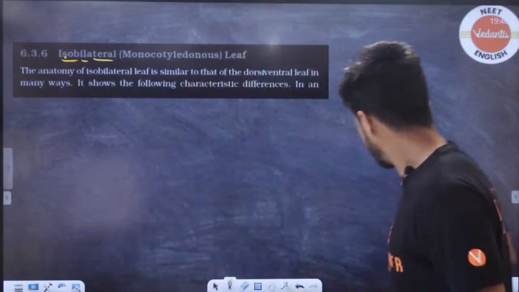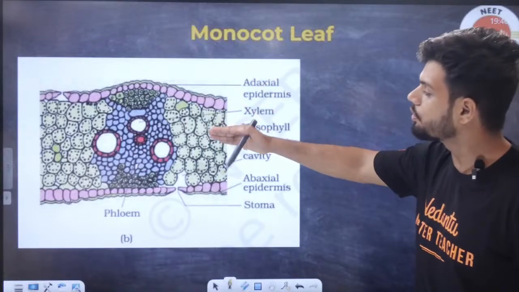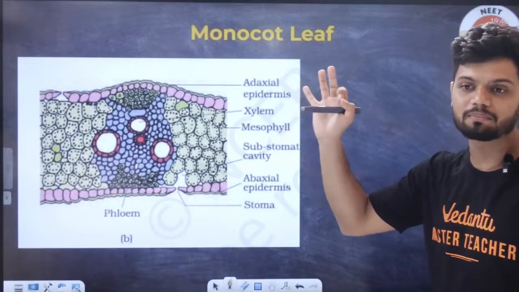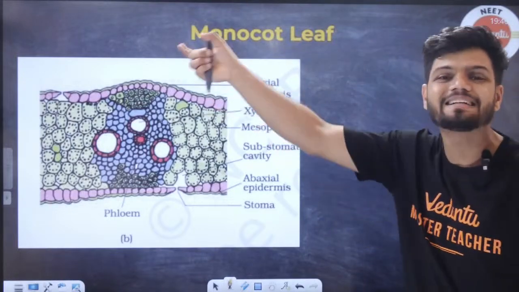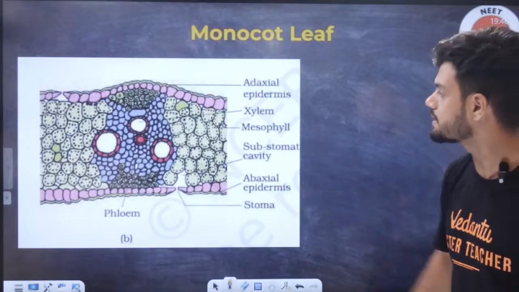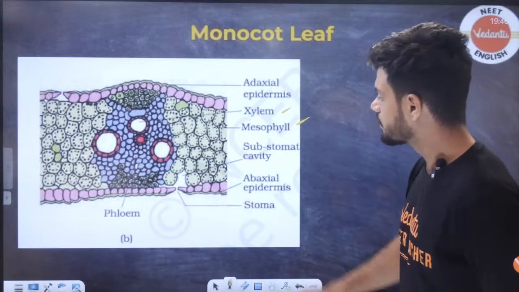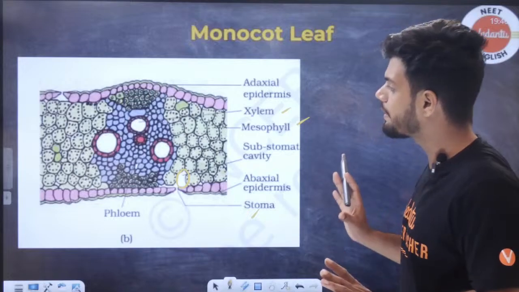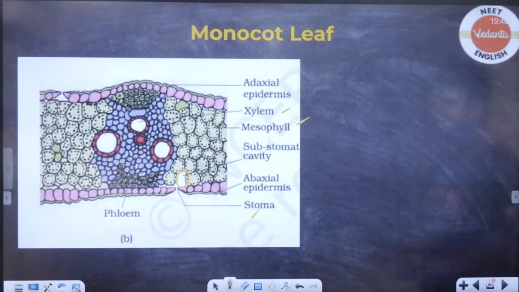That is basically your mesophyll. There is nothing called spongy, nothing called palisade. Same type is present on both the sides. That is why it's called isobilateral. Iso means same on both the sides. Okay. Xylem and phloem, mesophyll is there. You can find air cavities here. Stomata is equal on both the sides. Clear, students?